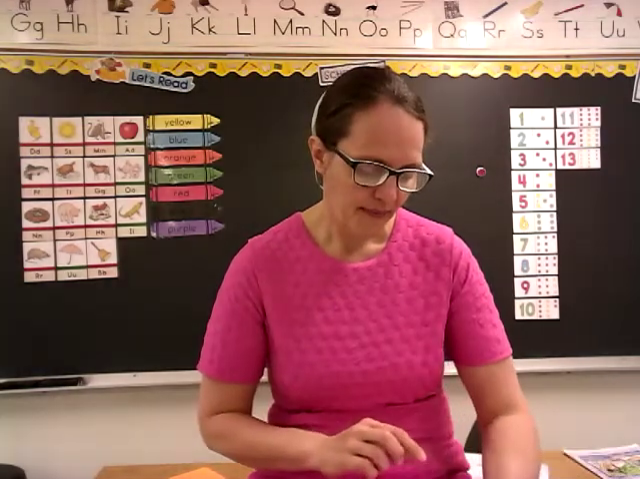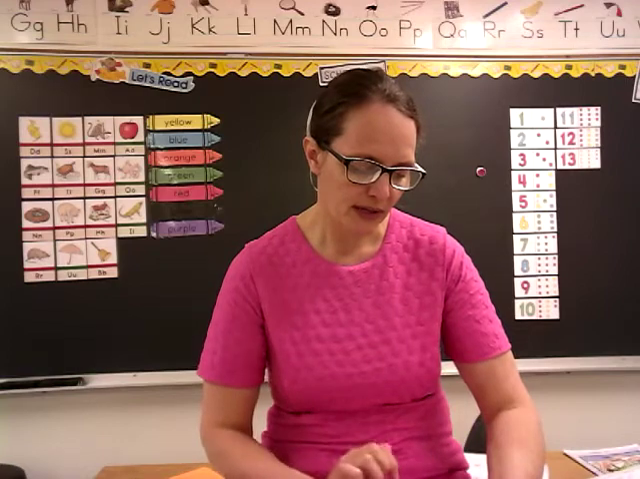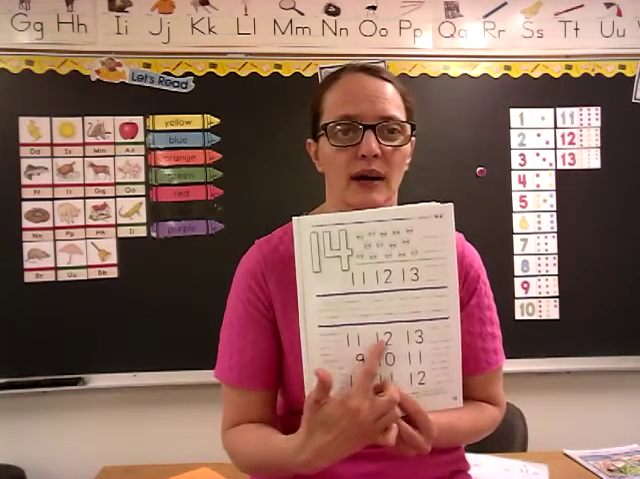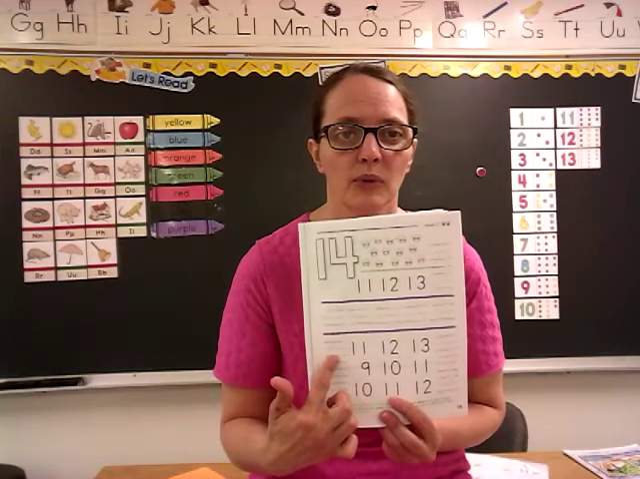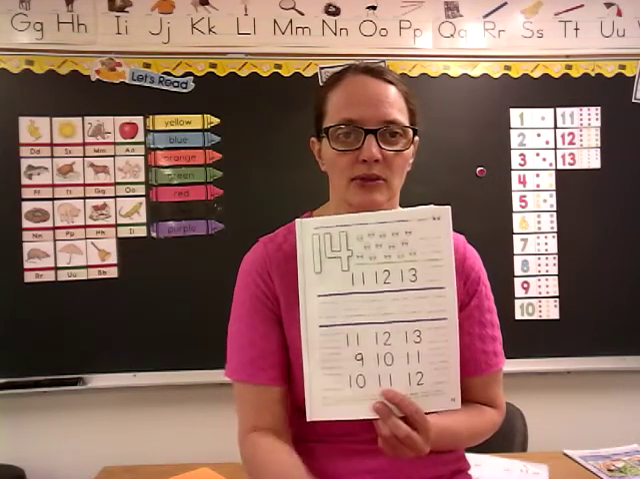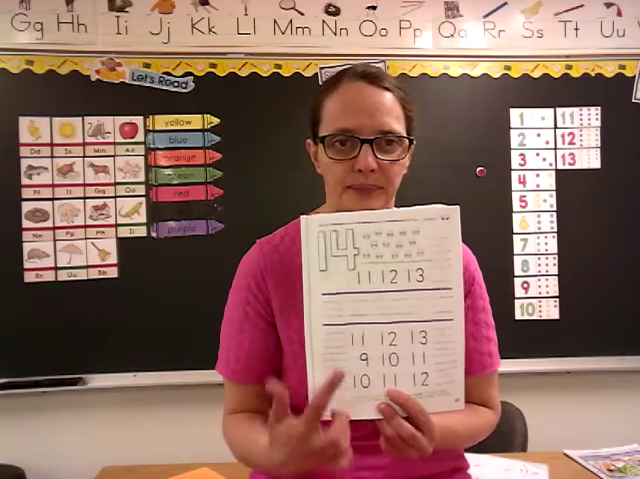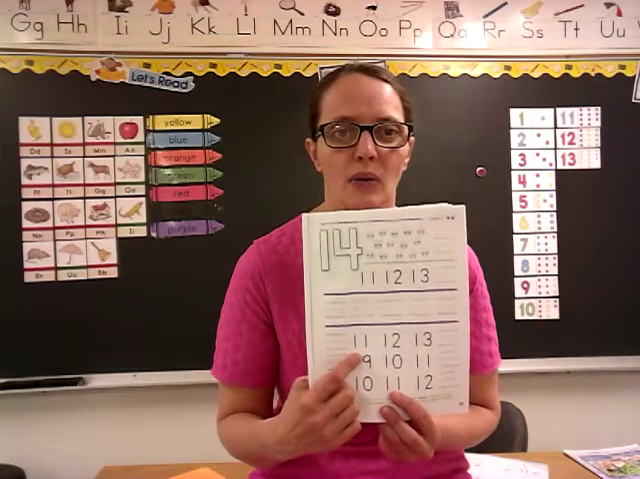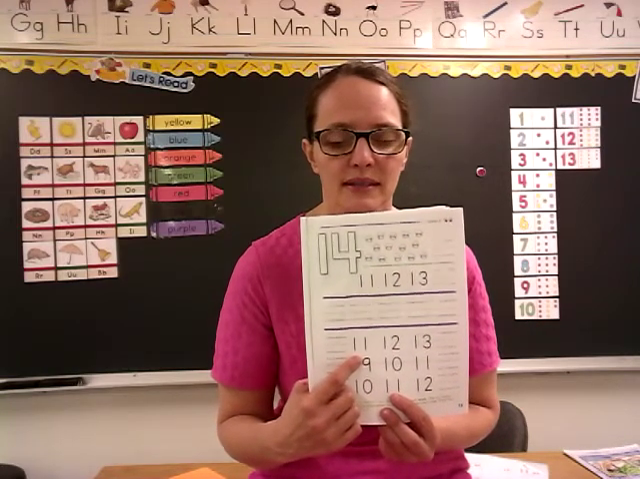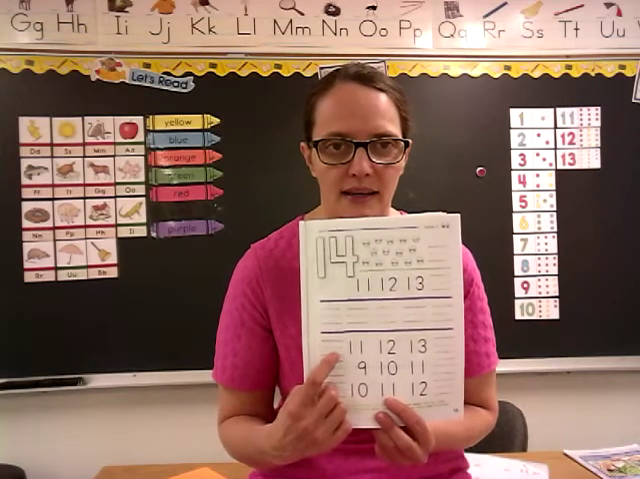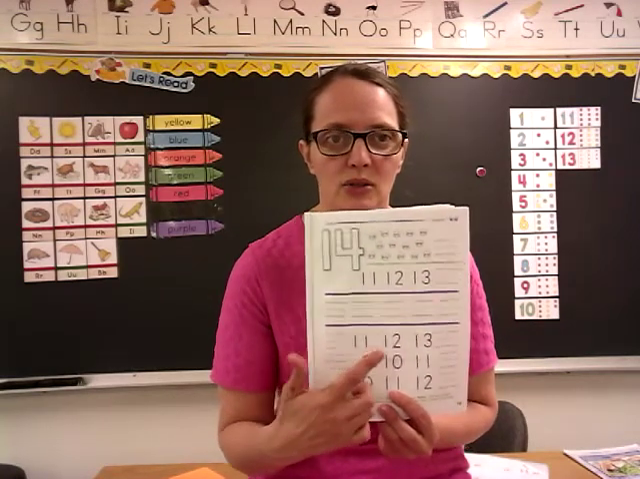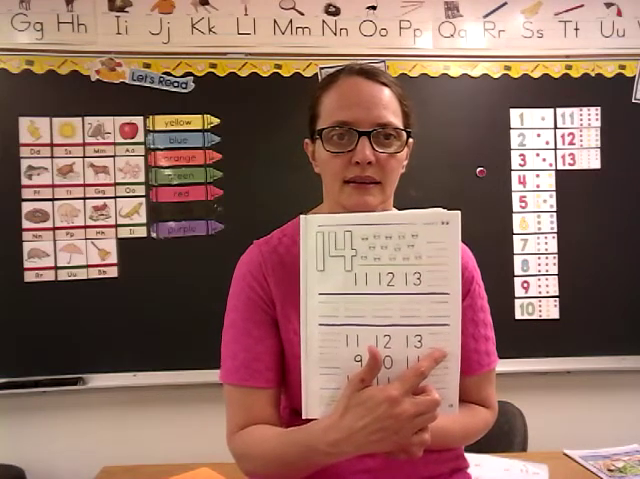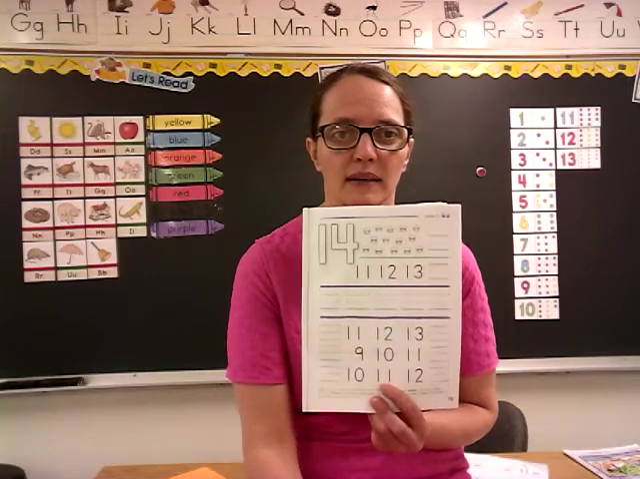Down at the bottom, it's getting a little bit harder because these numbers keep getting bigger, but now they're giving you 3 numbers here, and you have to write the number that comes before and the number that comes after. So let's do the first one together. What comes before 11? 1, 2, 3, 4, 5, 6, 7, 8, 9, 10, 11, 12, 13, and what? The one we had today, 14.